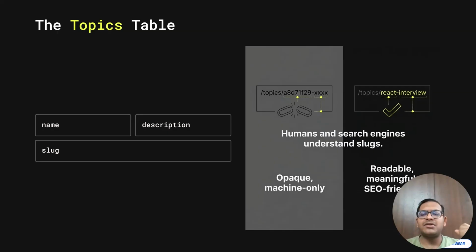The interesting part about the slug is that a lot of developers immediately use UUIDs everywhere. But for user facing routes, topics slash React interview seems a much better option than topic slash some random UUID. See, humans and search engines understand slugs and it gives the URL a meaning. A meaningful URL is intuitively better for search engines and for humans, both.